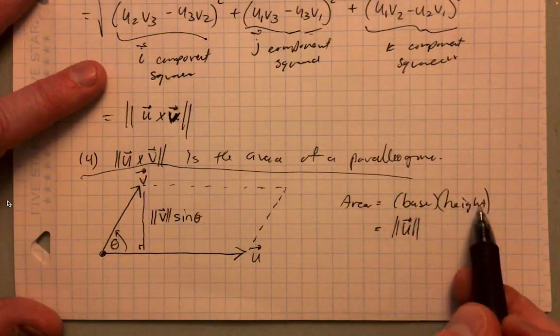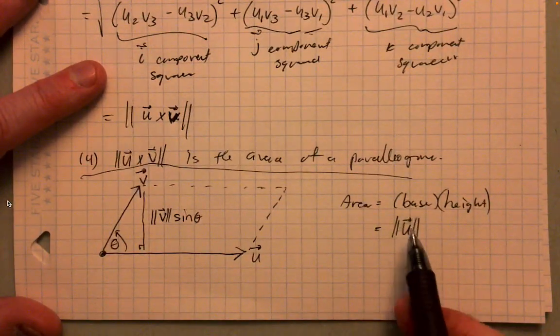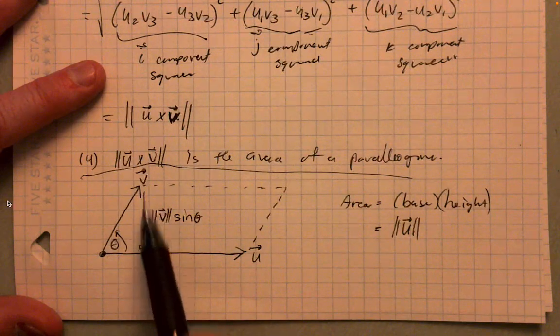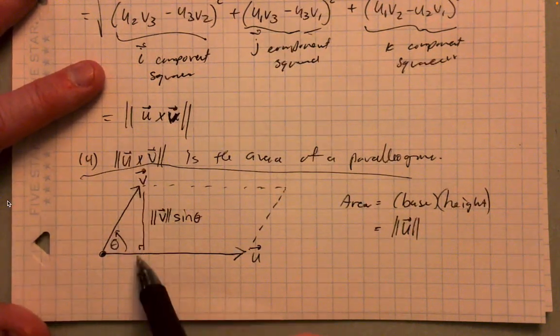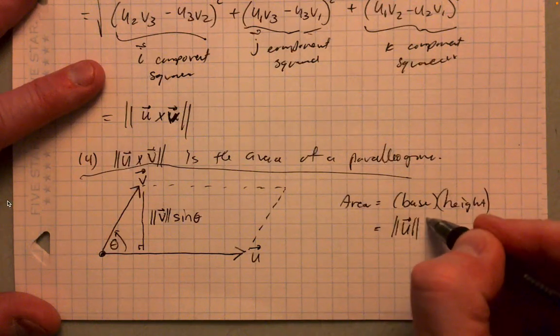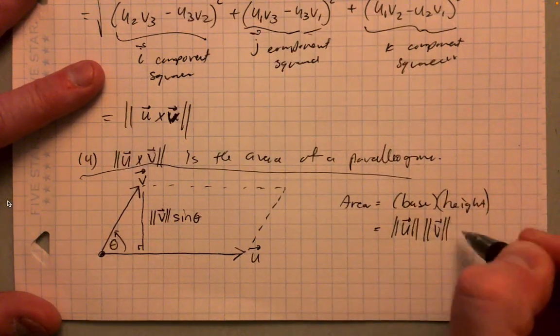So you've got base times height equal to, well, the base is obvious, and then I'm telling you that this is the height. You might have to review your trigonometry a little bit if that's a little fuzzy. But that basically gets you what you need.